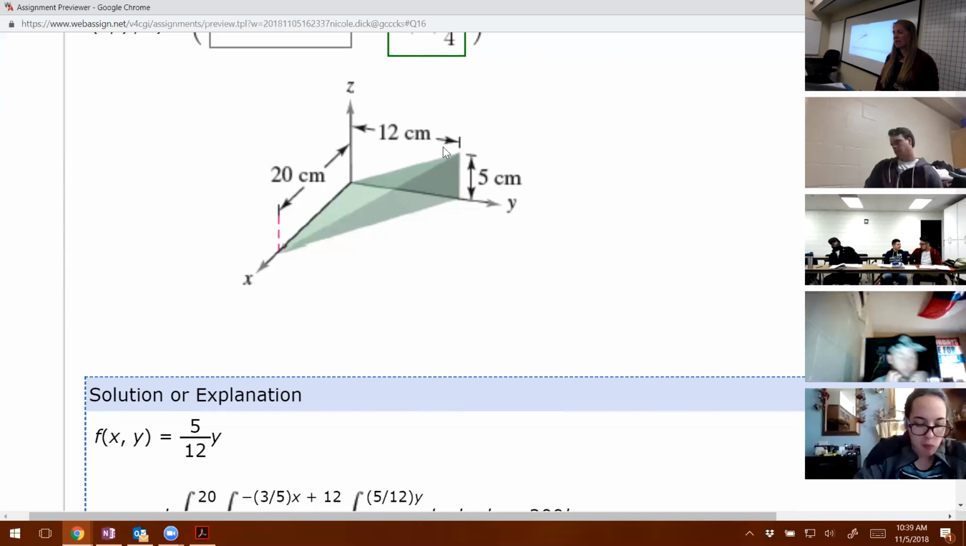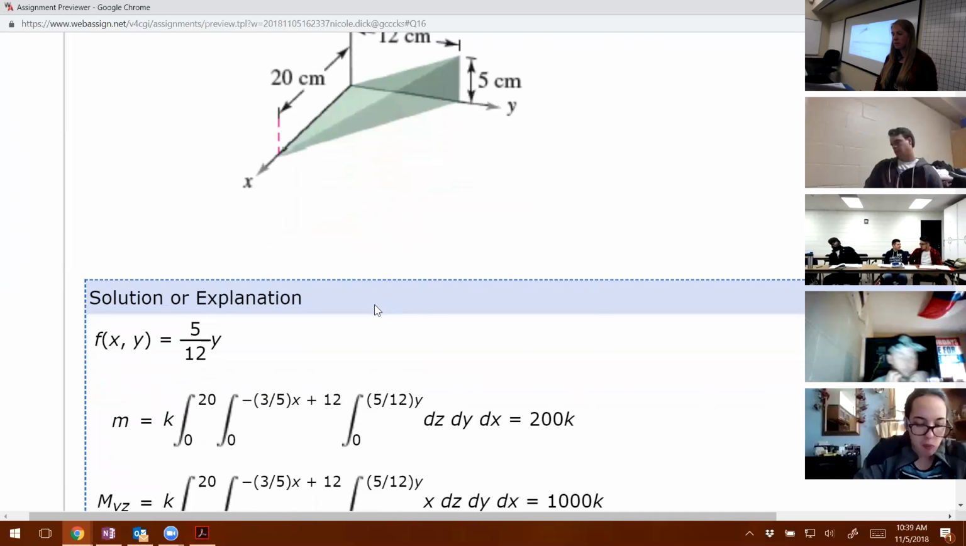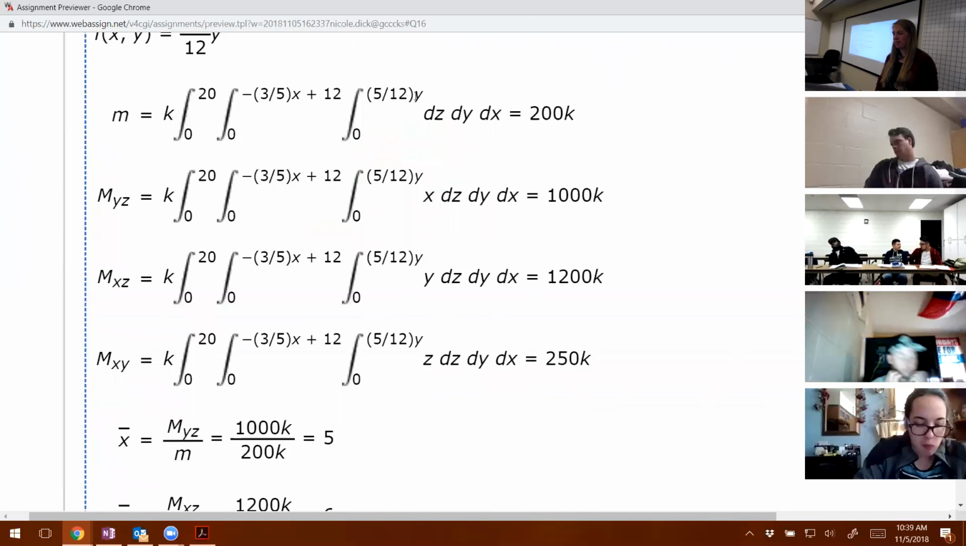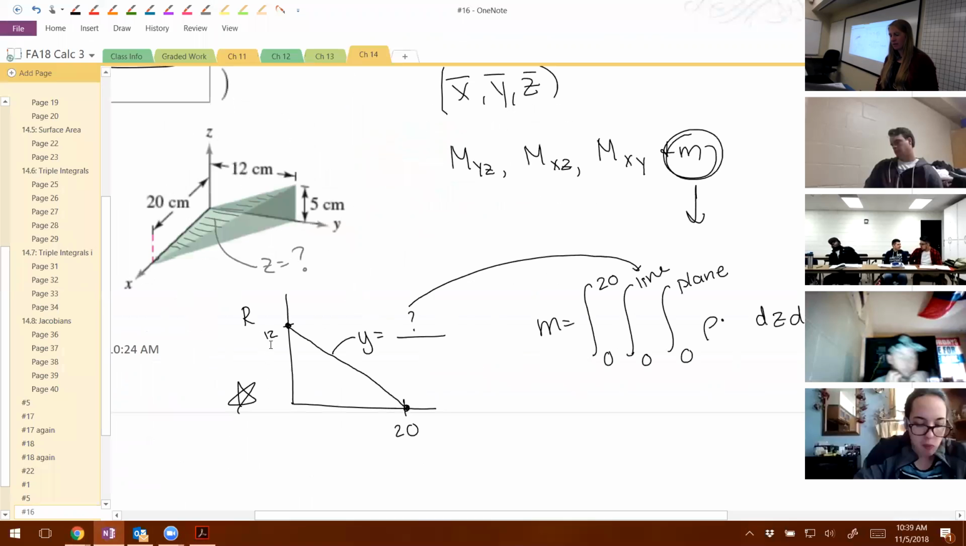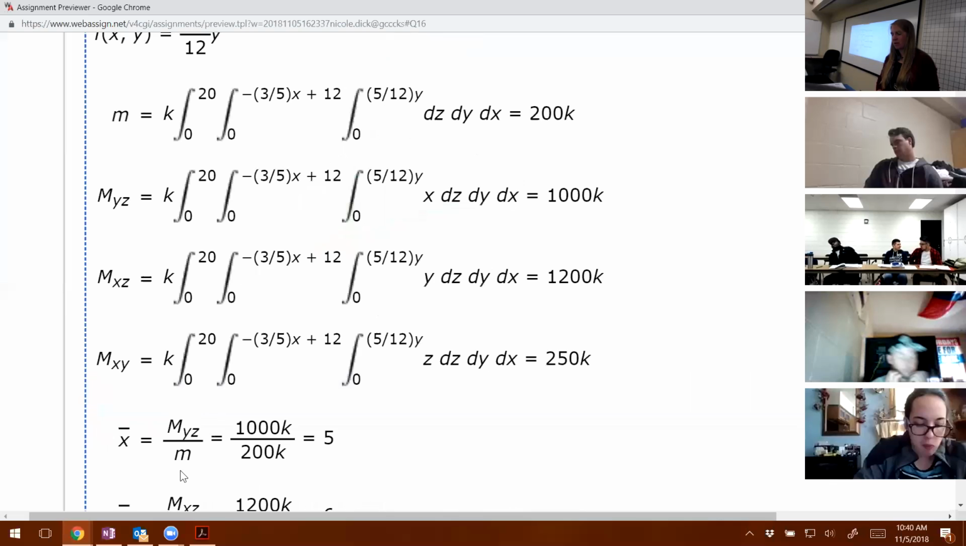If you didn't recognize that, again, you have to find vectors, cross products, normal vectors, and go through that whole process of finding the plane. But eventually, the equation for the plane you come up with is 5 over 12 y. And that's why that shows up in the top limit over here. The equation for the line we talked about is negative 5 over 12 x plus 12. Again, that's this line over here. And then the rest of it is 0 to 20. Okay, so there's a total mass.